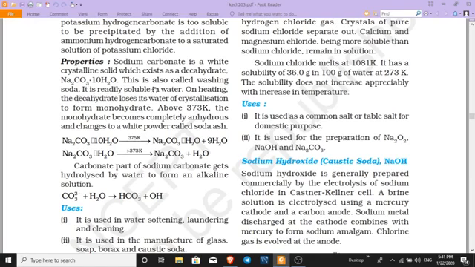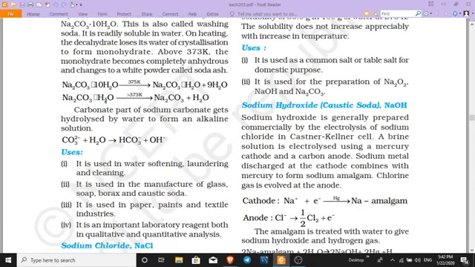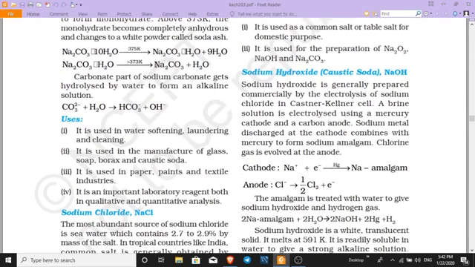It is readily soluble in water. On heating, the decahydrate loses its water of crystallization to form the monohydrate. Above 373 Kelvin, the monohydrate becomes completely anhydrous and changes to a white powder called soda ash. Now Na2CO3.10H2O at 375 Kelvin forms Na2CO3.H2O plus 9H2O. Now Na2CO3.H2O, when temperature is greater than 373 Kelvin, forms Na2CO3 as the 1H2O is also removed, which means anhydrous Na2CO3 is formed.